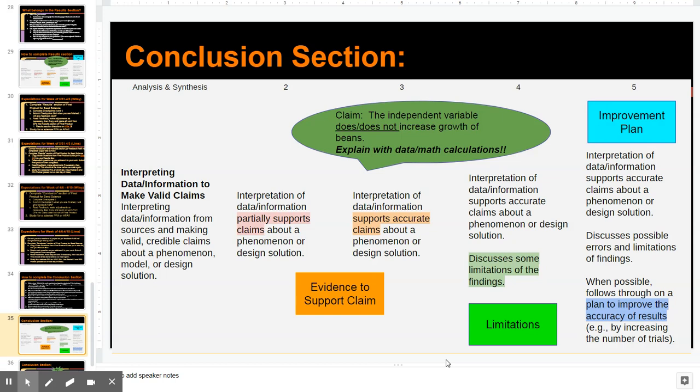And that claim has to be accurate if you want to get at least a 3, because you can see that it says supports accurate claims. So if the claim cannot be backed up by the data, you cannot get more than a 2, right? Now, if you gave partial support for your claim, then you get a 2. To get enough support, you can get a 3.